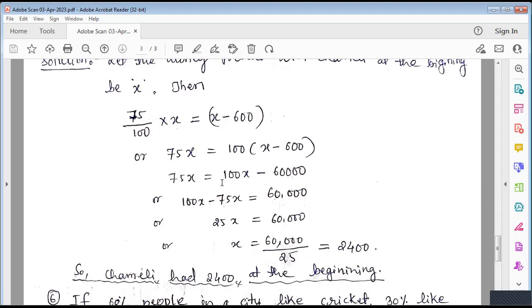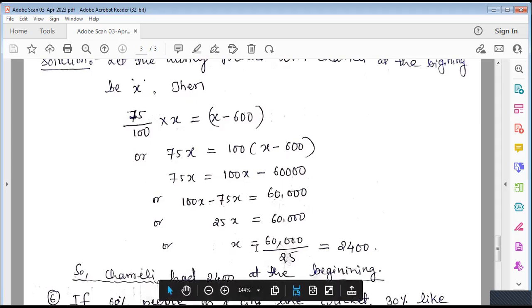That means you are writing this first. So this side can be written as 100x minus 75x. The 75x comes here and becomes minus. So 100x minus 75x is equal to this side, 60,000 will be there, that we have written here. And 100x minus 75x is 25x, and this is equal to 60,000.